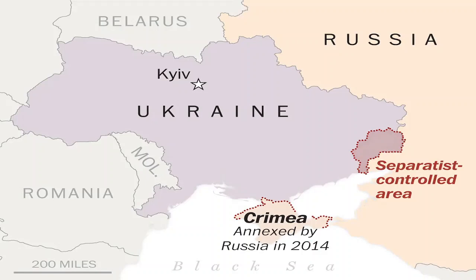Ukraine, the Kiev. Crimea, I was talking about. Crimea was annexed by Russia in 2014. On the same, you can see the separatists, they are controlling this region. That is the Donetsk region and Luhansk region. Also, here is the Luhansk region.